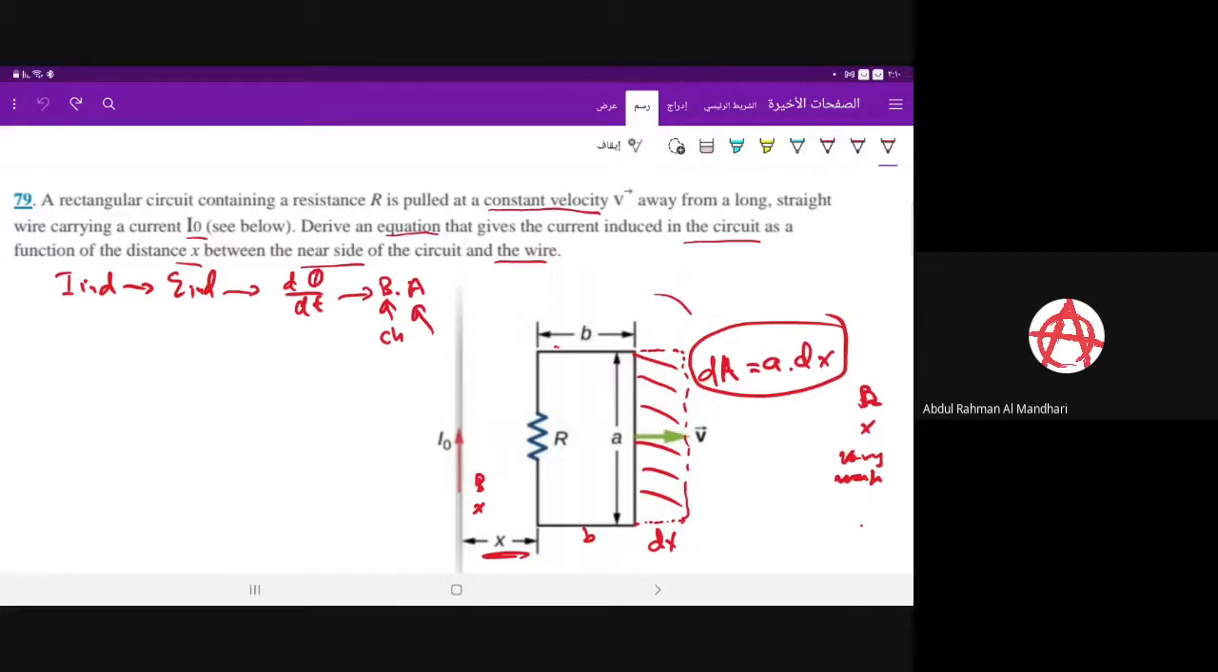But what is the minimum and what is the maximum of that area? This is very important for us. The smallest one, before we start to move, we know that the distance to the near side here, guys notice with me, the distance was x. So at the beginning it was at x.